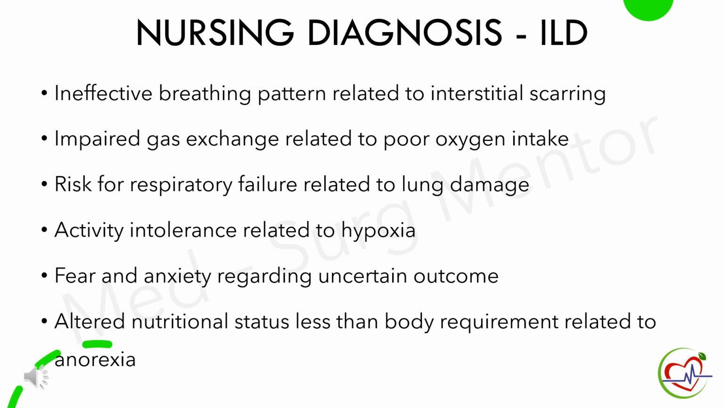Important nursing diagnoses for a patient with interstitial lung disease are ineffective breathing pattern related to interstitial scarring, impaired gas exchange related to poor oxygen intake, risk for respiratory failure related to lung damage, activity intolerance related to hypoxia, fear and anxiety regarding uncertain outcome, and altered nutritional status less than body requirement related to anorexia.